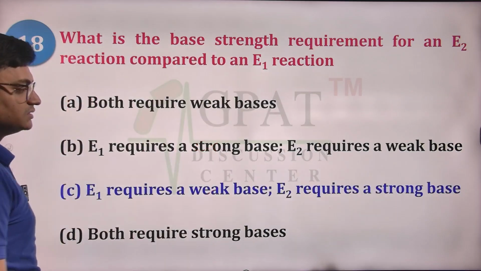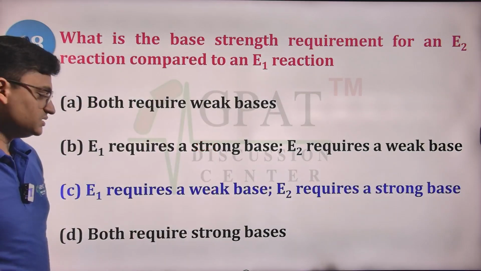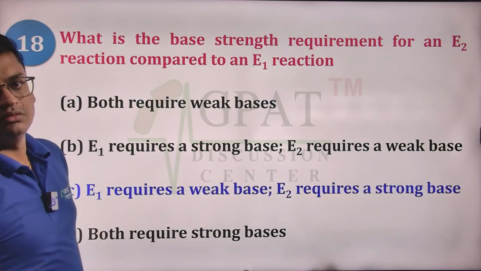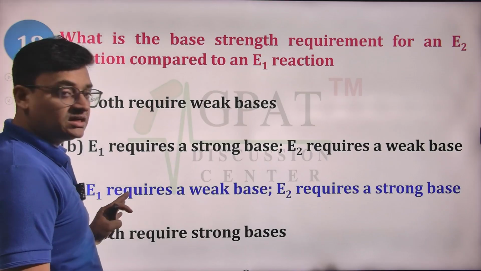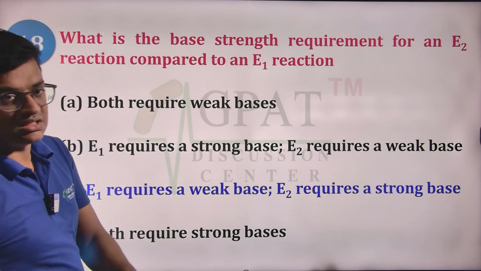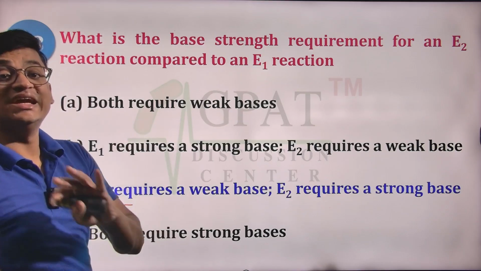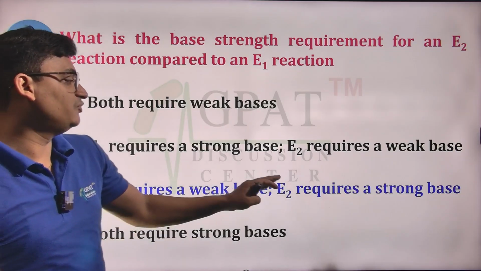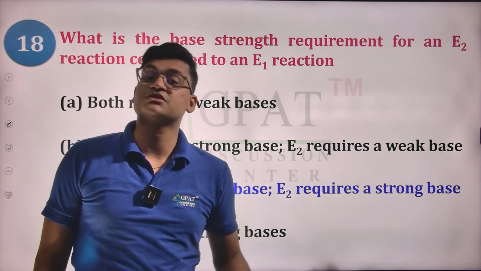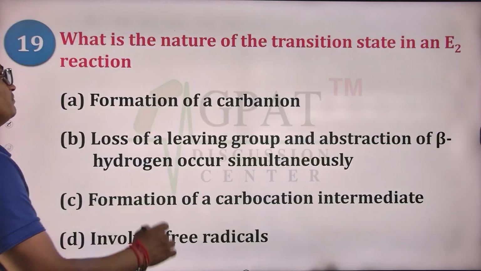C is the right answer. E1 weak, E2 strong. Why? The rate of reaction for E1 is independent of the concentration of base, while for E2 the base strength and concentration matter.